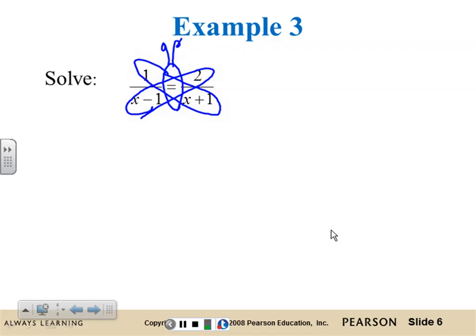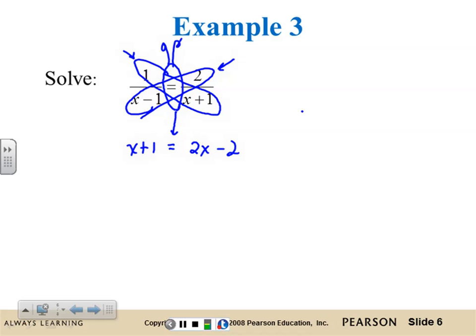So let's do that. Let's multiply this wing first. So you have 1 times x plus 1, which is going to be x plus 1. And then let's multiply this wing. So 2 times x minus 1 is going to be, and this is a distributive property, 2 times x is 2x, and 2 times negative 1 is minus 2. And then you're going to bring down your equal sign. So you have this wing on one side of your equal sign, this wing on the other side, and then you bring your equal sign straight down.